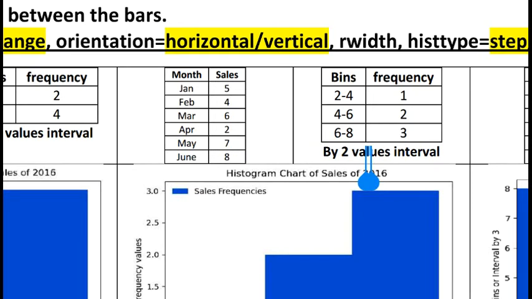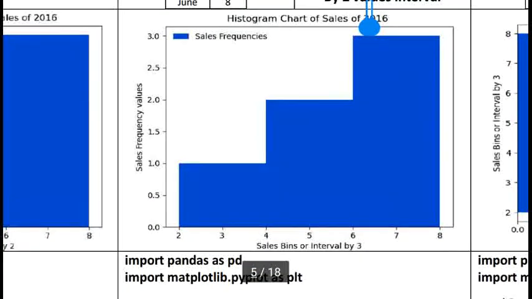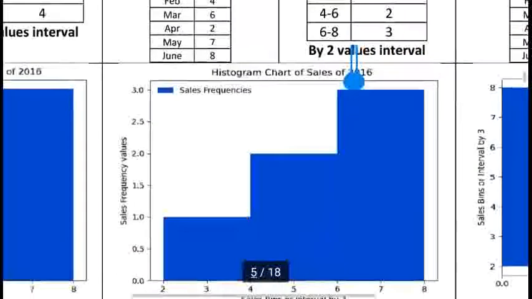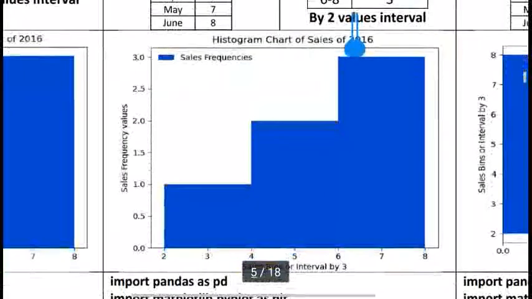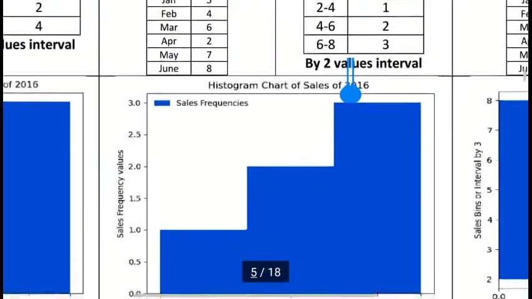So we can also control our interval according to our choice. Here 2 to 4 has only one value, 4 to 6 only 2 values, and 6 to 8 only 3 values in our cells. Okay, so same program but 2-value intervals. You can see 2 to 4 only 1 in the chart, 4 to 6 only 2, and 6 to 8 you can see in the diagram only 3.